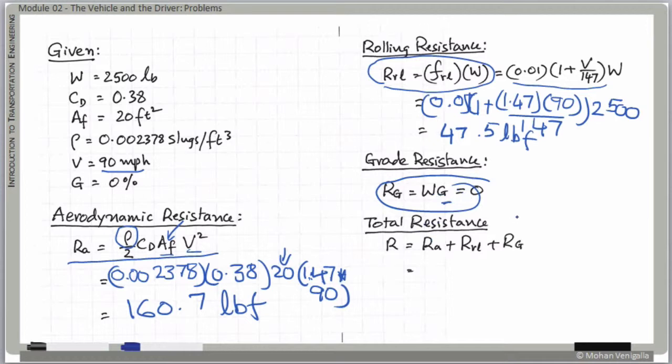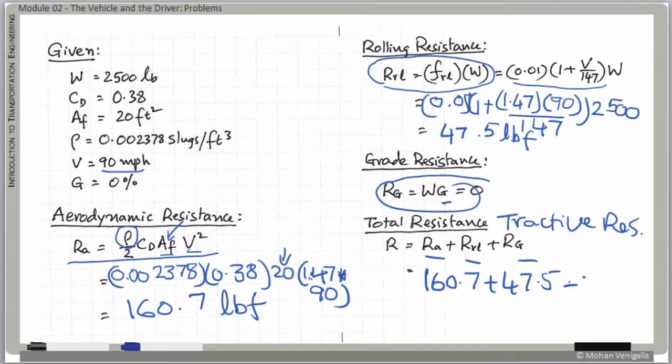So now the total resistance, or tractive resistance, is going to be RA plus RL plus RG, which is nothing but 160.7 plus 47.5 plus 0, that equals 208.2 lb force.